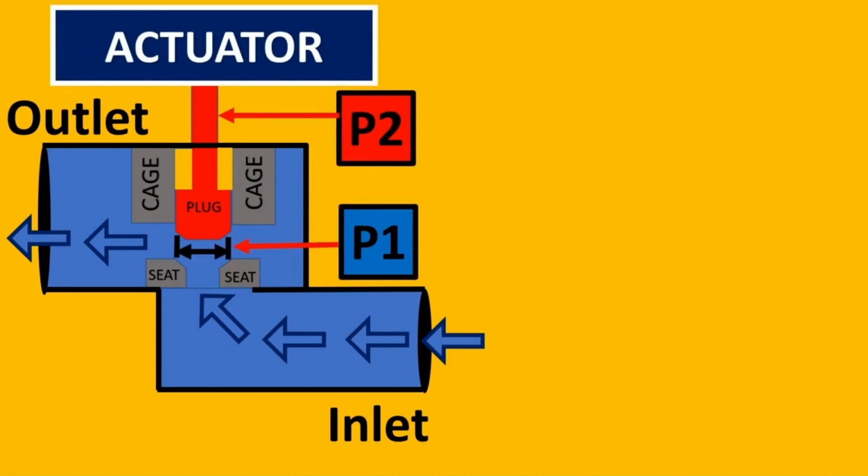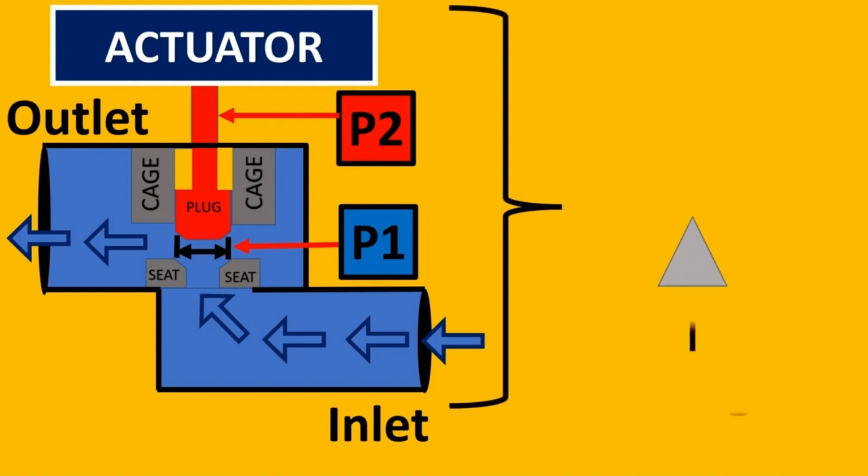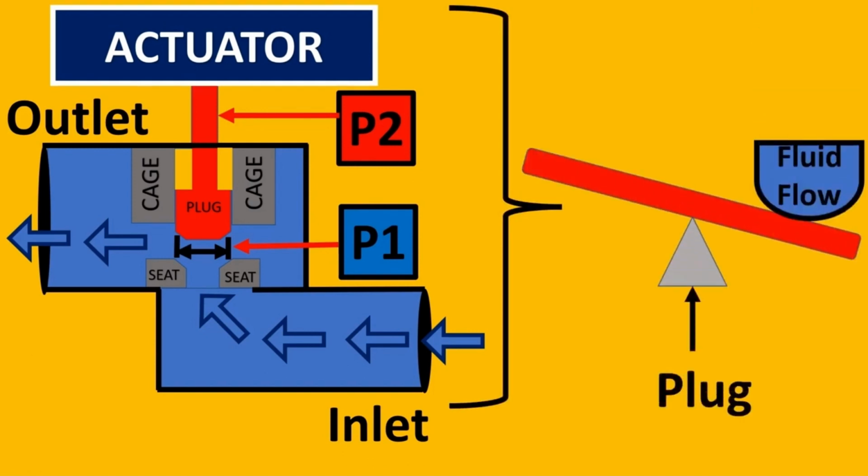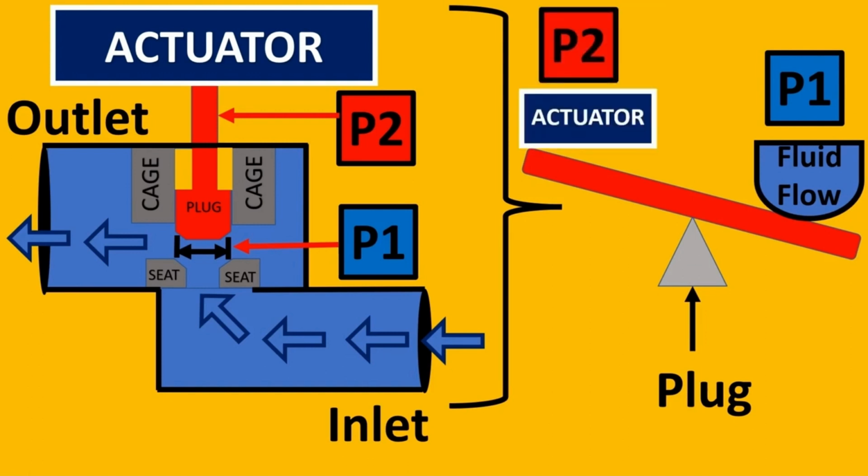Let us understand this with an example of a seesaw. Imagine you have your plug, and the seesaw has, on one side, the pressure P1, or the force which is acting from the fluid. On the other side, what is there to balance it? The answer is nothing else except the force of the actuator. But let us see a balanced design now.